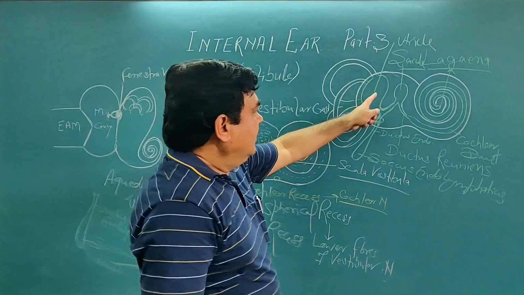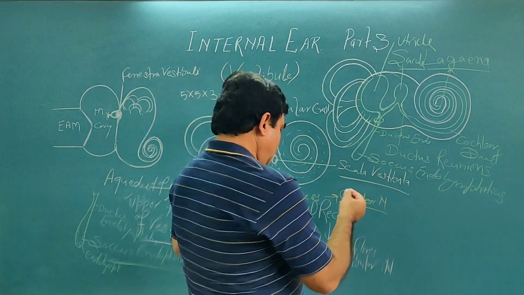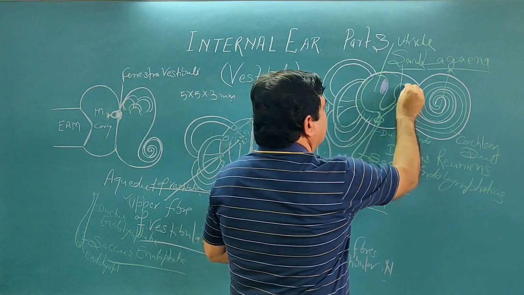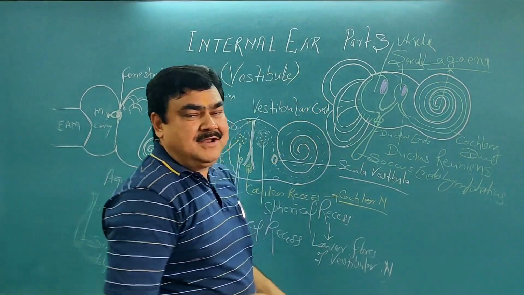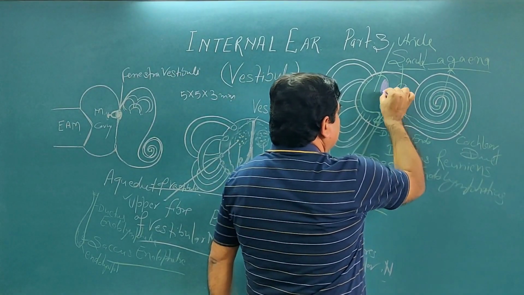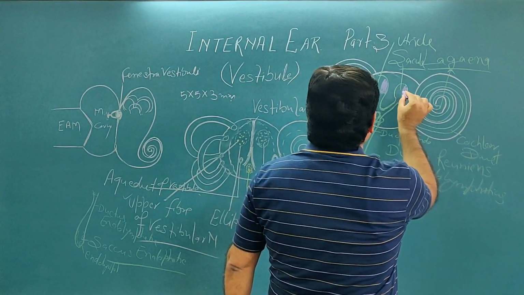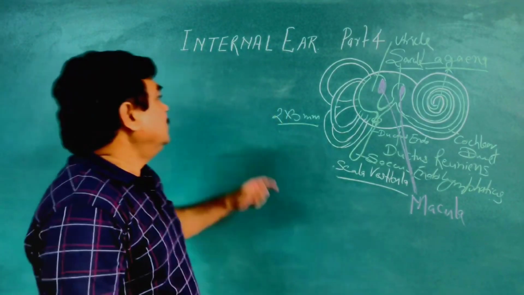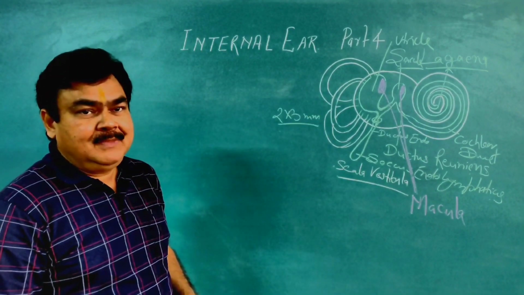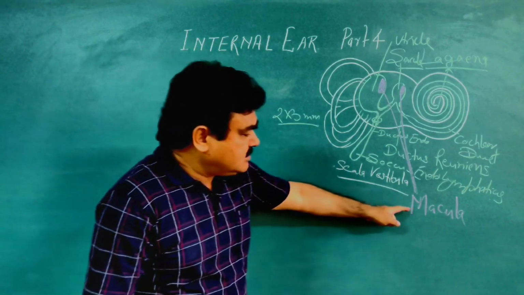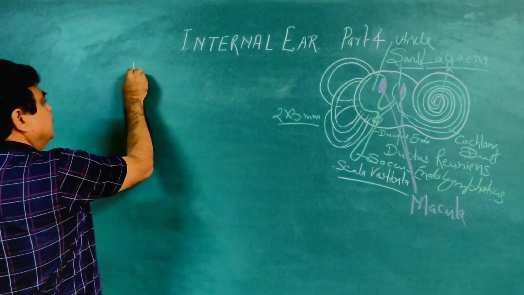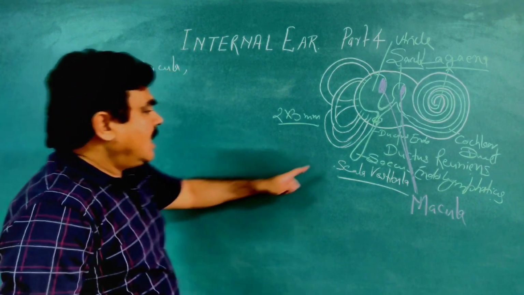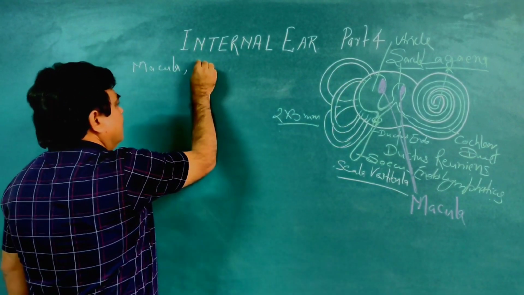Now, in the utricle and saccule, there is the macula. These are the maculae. Now we'll discuss the internal ear part 4. In this part, we'll discuss the histology of the macula, and also the 3 semicircular canals.